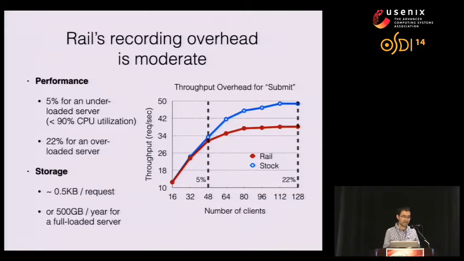RAIL's storage overhead is also low. It's about 0.5 kilobytes per request. So for a fully loaded server, as we show here, it's about 500 gigabytes per year. This means that RAIL is useful in many real-world applications.